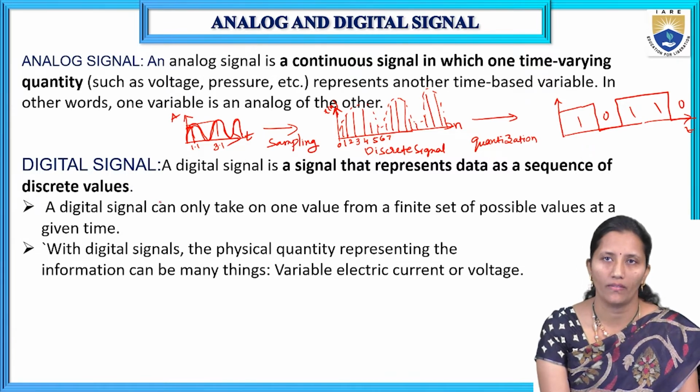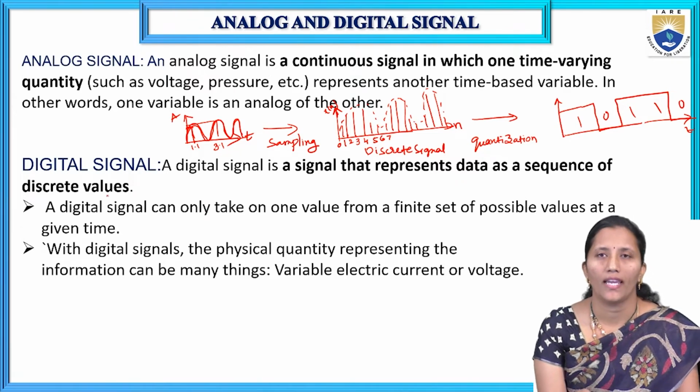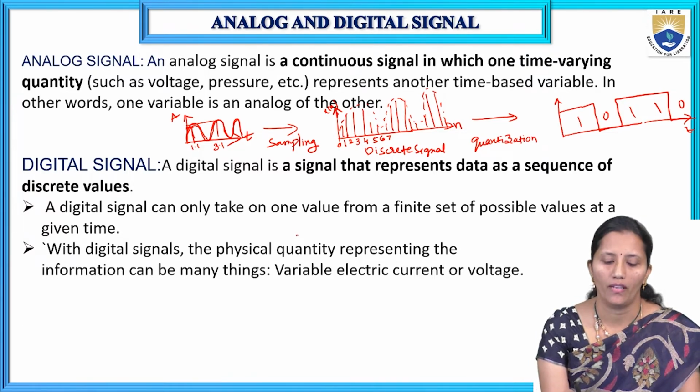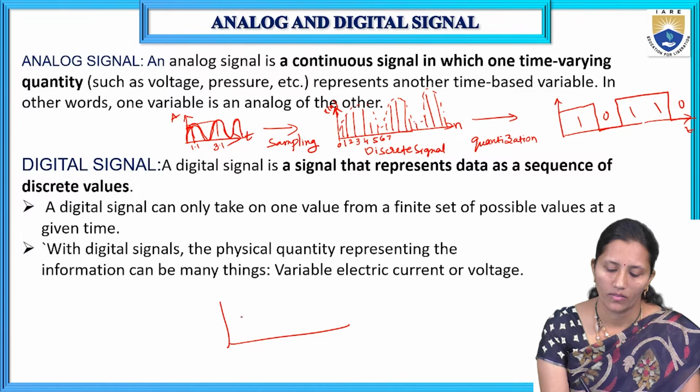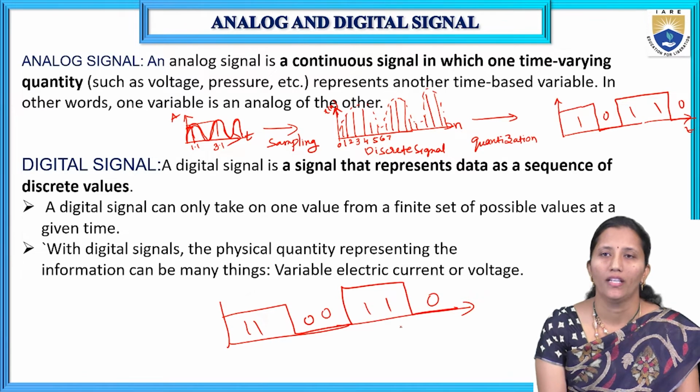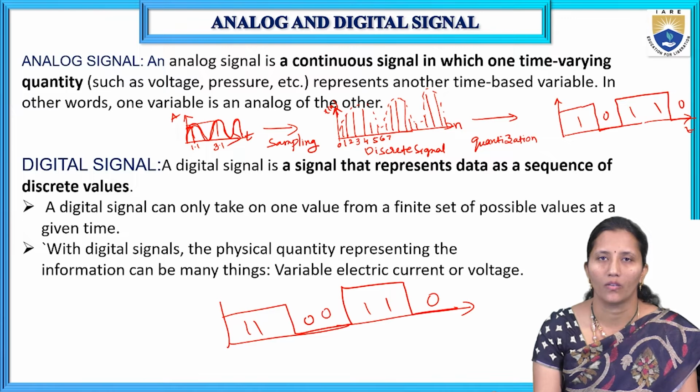So what is the definition of a digital signal? A digital signal is a signal that represents the data as a sequence of discrete values. A digital signal can only take on one value from a finite set of possible values at a given time. With a digital signal, the physical quantity representing the information can be many things, such as variable electrical current or voltage. So it will be 1100, 110, like that we will represent the digital signal, in the form of either 0 or 1.